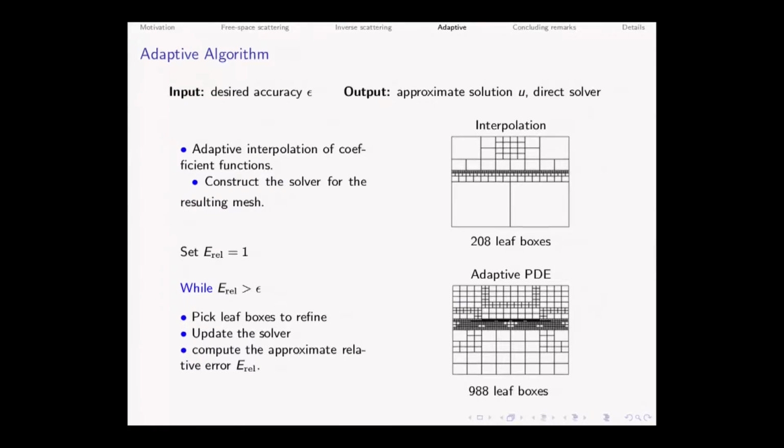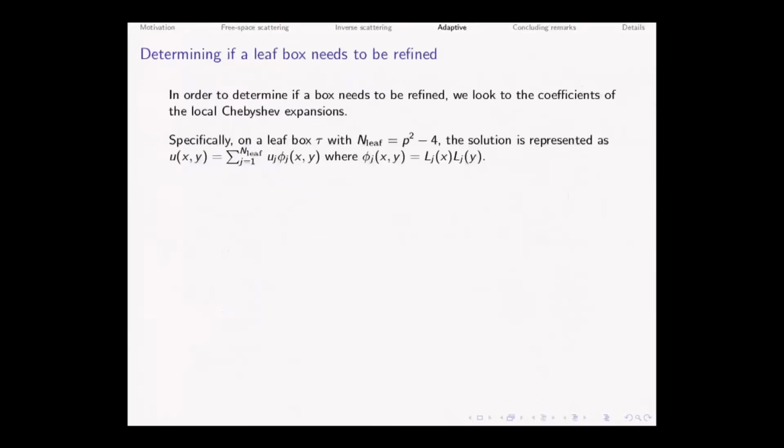And then what we do is we go through and we have some type of error indicator, and we're going to pick which leaf boxes we need to refine. And then we update the solver, and then we compute another error estimate and sweep until we get our error estimate down to what we want. So the question is, how do we actually compute this error estimate?